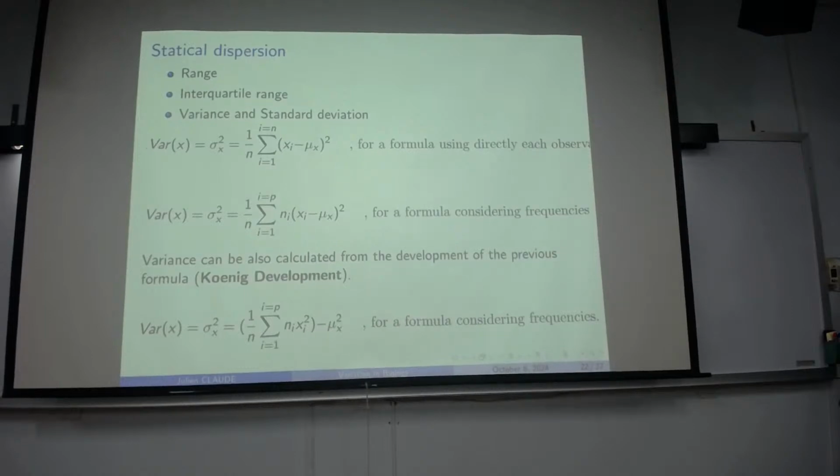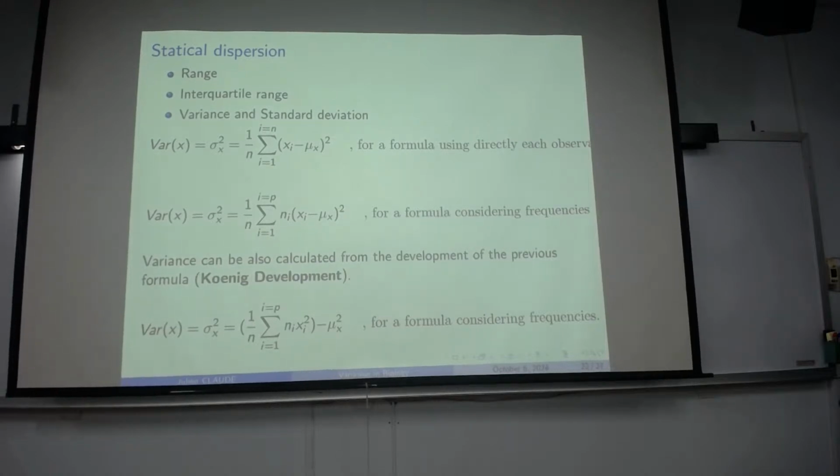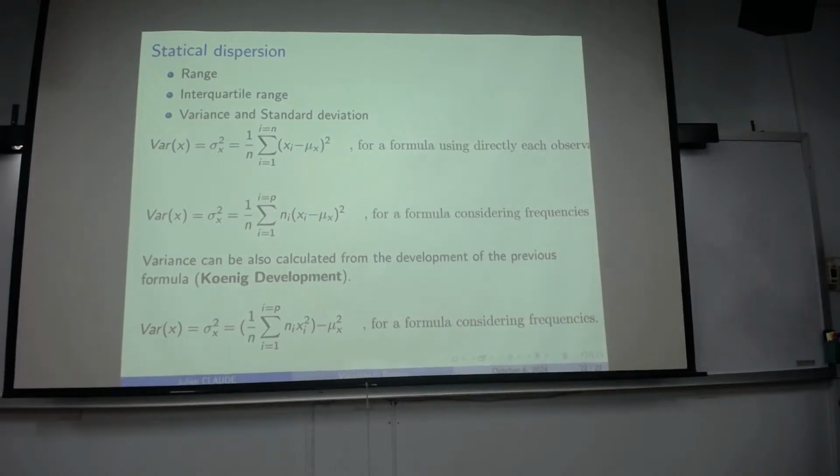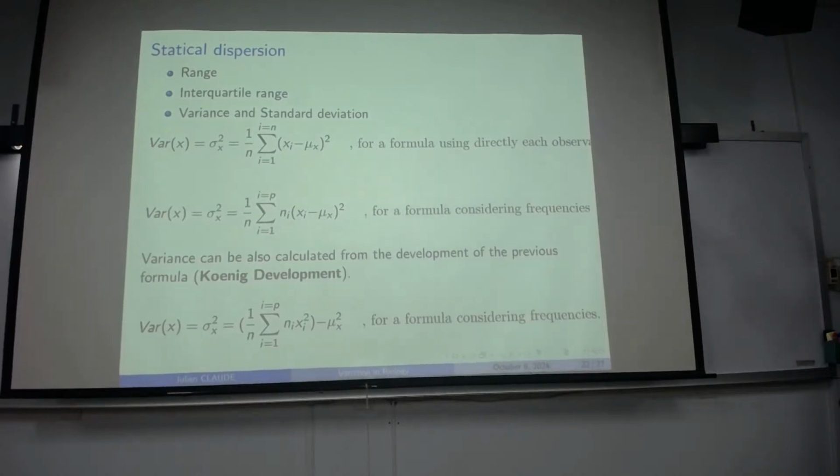So standard deviation, you know that this is the square root of the variance. The variance is a measurement of statistical dispersion. Statistical dispersion will give you an idea about your distribution. To have an idea about your distribution, you can give the minimal and maximal value. This will give you an idea about the range.